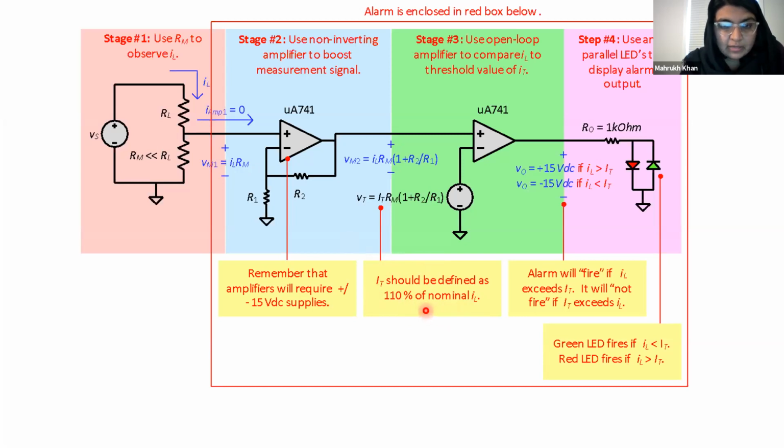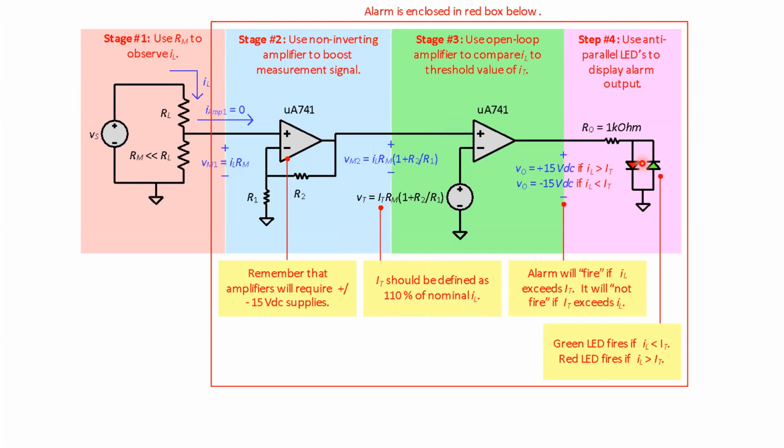So if we set it as 55 milliamperes, then when we compare it, whenever this gets bigger than 55 milliamperes, it will turn on the red LED. Does this also make sense?